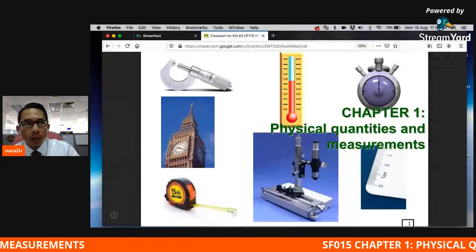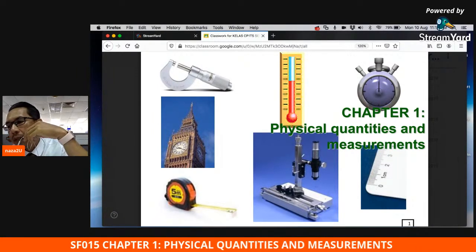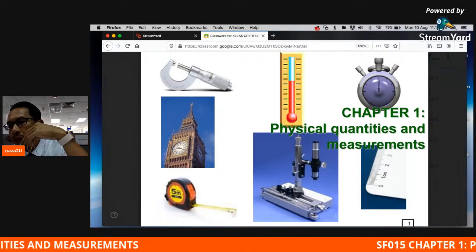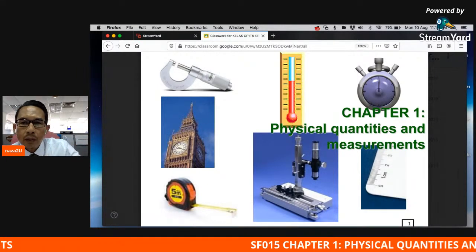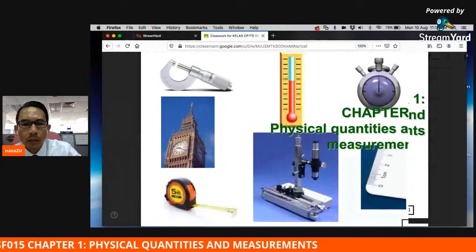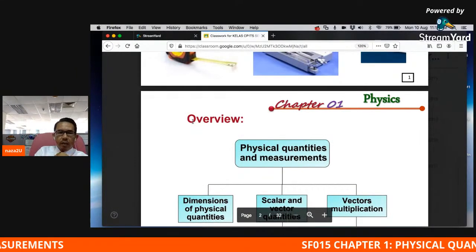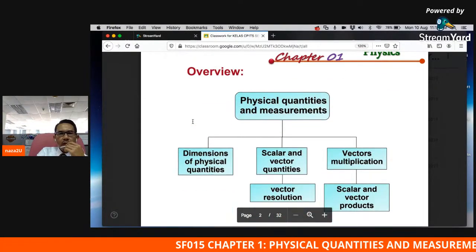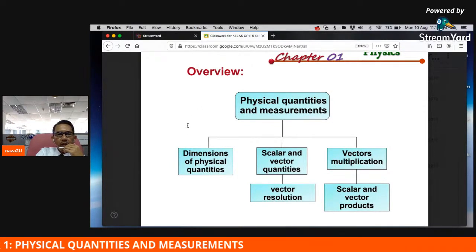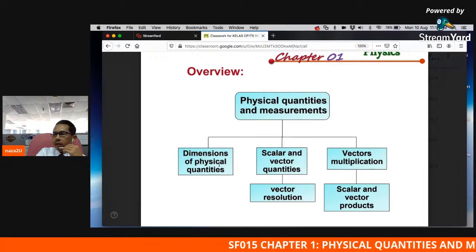Okay, tidak apa, nanti saya akan bagi sekejap lagi untuk chapter 1 ya. Physical quantity and measurement. Untuk chapter 1 ini, kita akan cover physical quantity and measurement. So first is dimension of physical quantity.